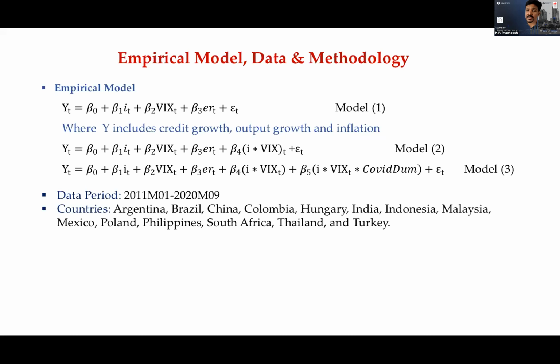So the proxies for the variables here: output we calculated from IIP growth rate, output growth; inflation from CPI growth; and the interest rate is considered the lending rate.